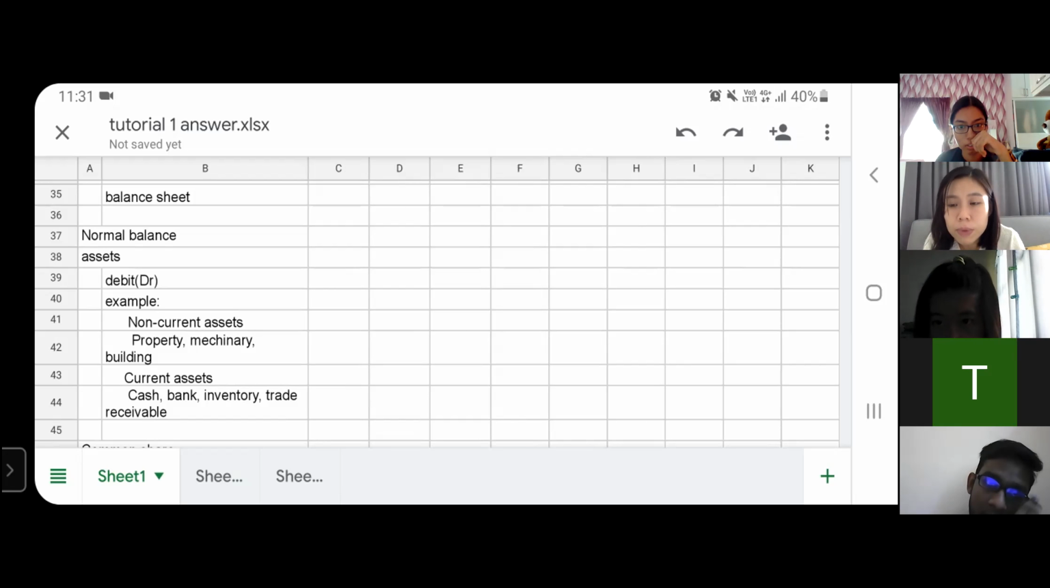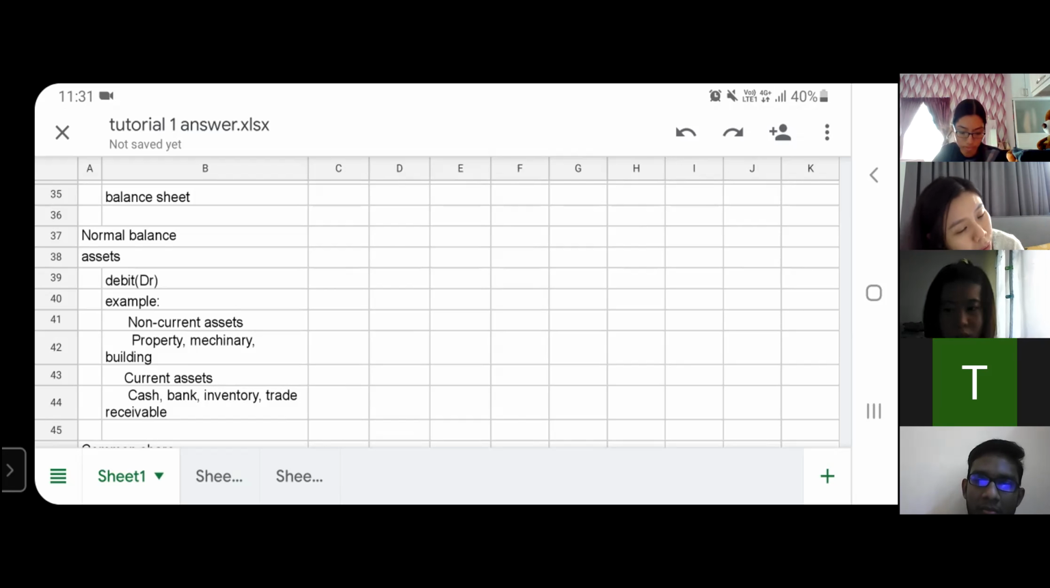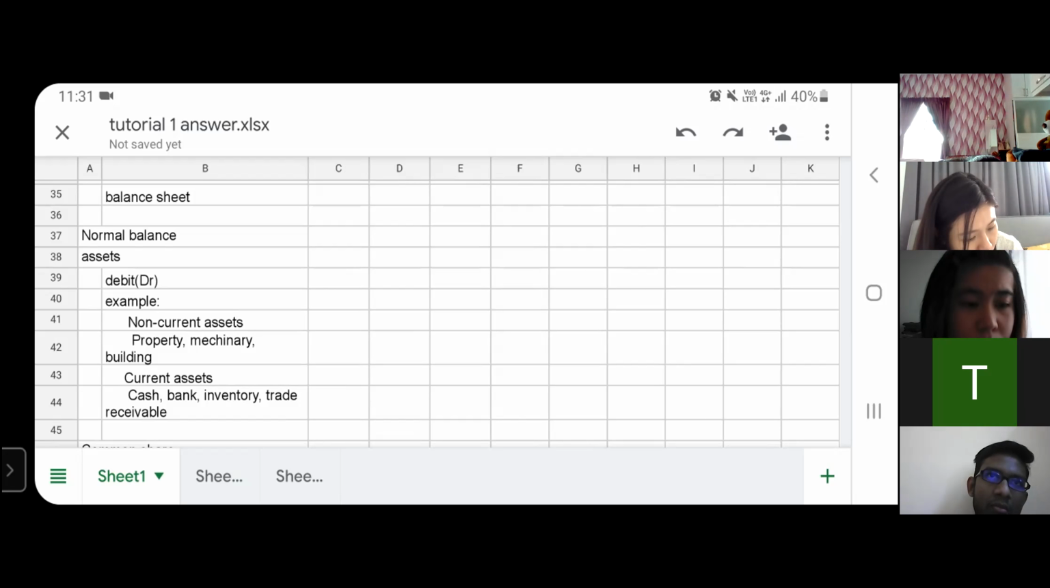Now another one is reducing. With reducing we use the accumulated depreciation amount. The straight line has a constant amount, like a constant percentage, and the reducing normally has more depreciation in the first year. Then after that, the figure will be less and less.